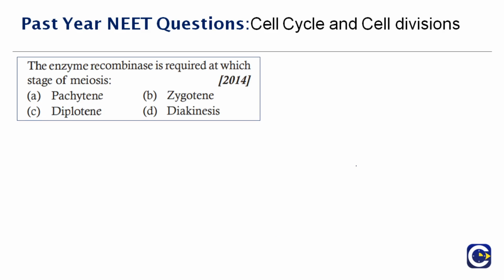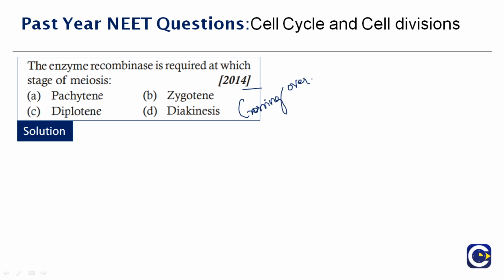Okay, next question here. This question was asked in the year 2014. Okay, let's read it here. The enzyme recombinase is required at which stage of meiosis? Easy question. We've already discussed the enzyme recombinase is required for which process? Any idea? Do you remember where did we see that? We saw in the match the following. If you correctly remember, we saw it in the match the following. Recombinase enzyme is required for crossing over. Always remember it, please don't forget it.